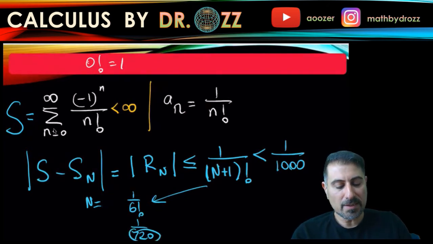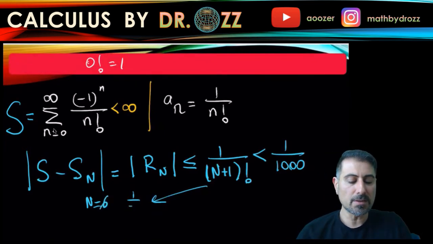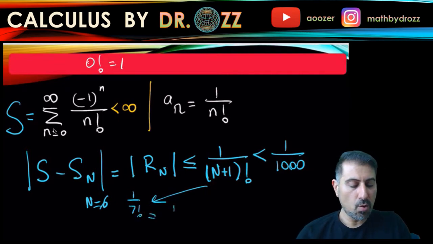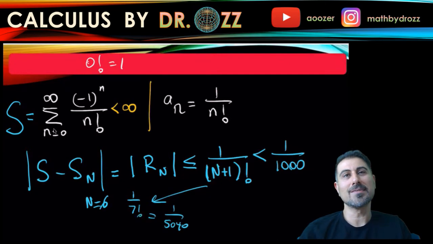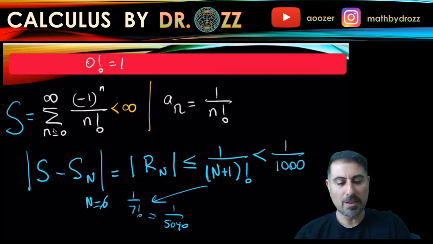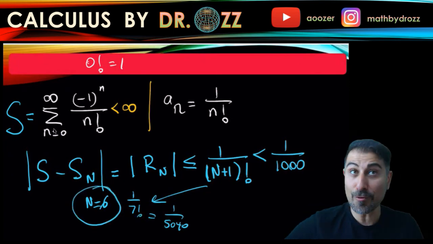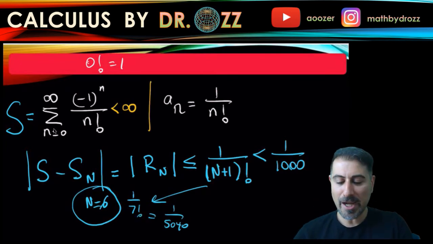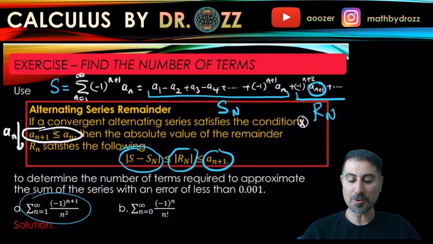So I'm going to take N to be 6, so that 1 over (N+1) factorial is 1 over 7 factorial, and that is 1 over 5,040. That is definitely less than 1 over 1,000. So keeping only 6 terms in the sum is good enough out of infinitely many terms, by the way. You just keep the first 6 terms so that you can make an error less than 0.001. That's a very strong result.